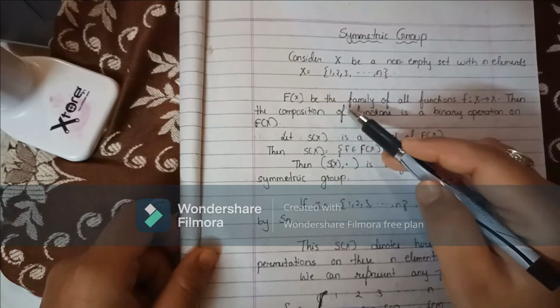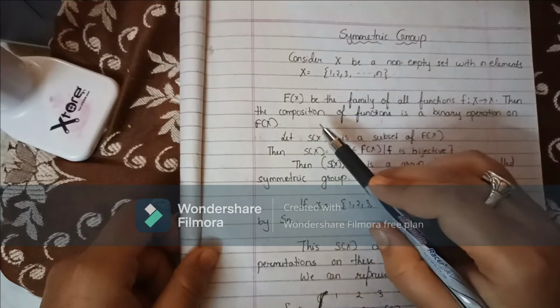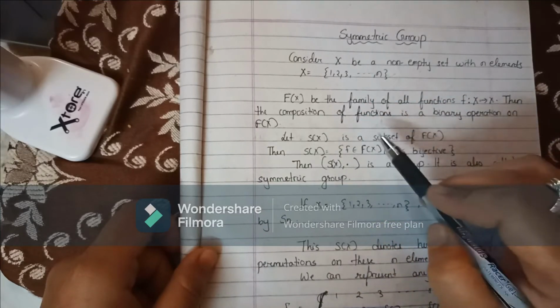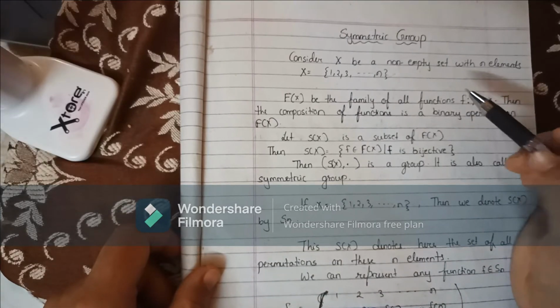Now let F(X) be the family of all the functions from X to X. Then the composition of functions is a binary operation on F(X). Now you know what we mean by composition.